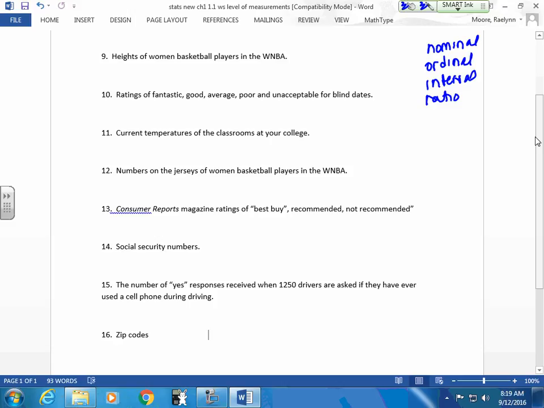Ratio. Mm-hmm. So if one basketball player is 72 inches and the other basketball player is 74 inches, there's a difference of 2 inches, but I could also make this into a ratio. I can compare 72 to 74. It doesn't have to be exactly half or exactly a quarter. It'll still give me a ratio.